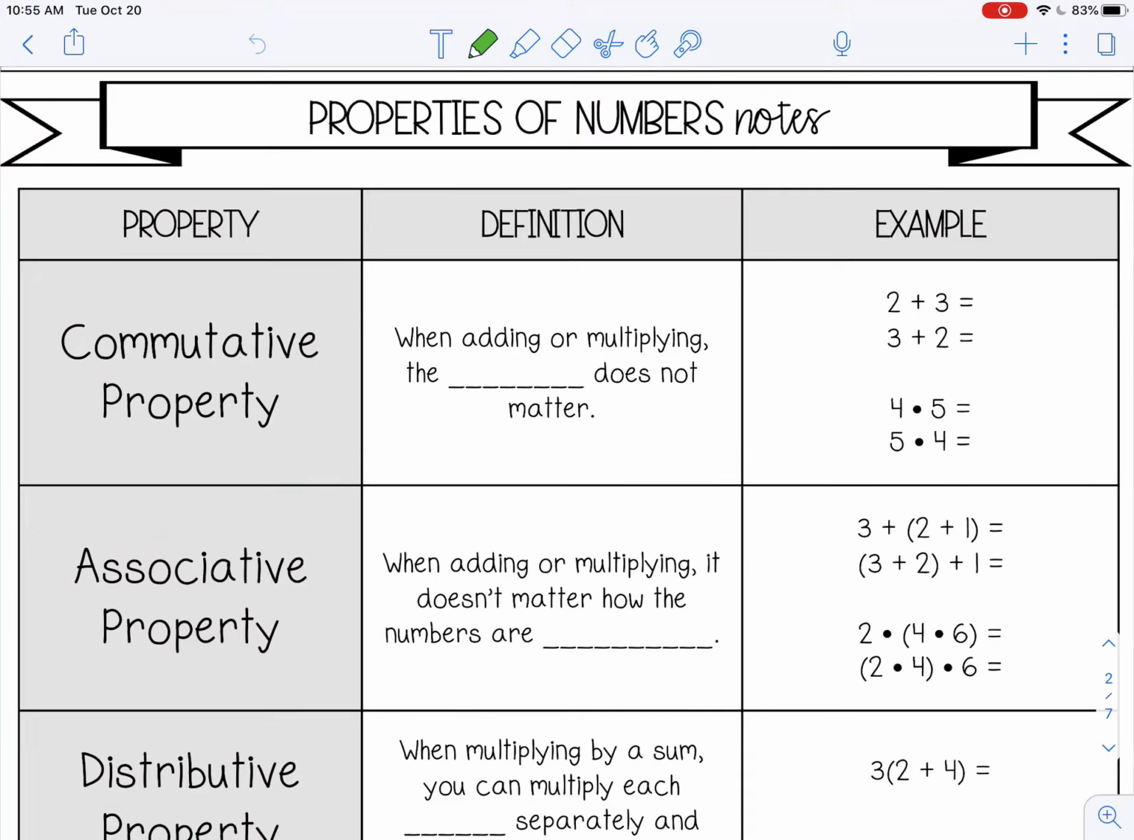Welcome to this lesson on the properties of numbers and the properties of equality. Let's go over these properties.